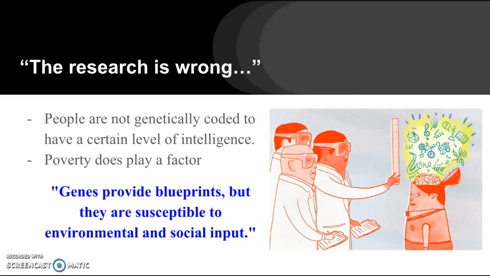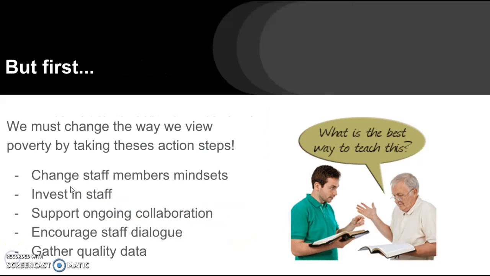Jensen describes this phenomenon very well. He says genes provide blueprints, but they are susceptible to environmental and social input. If we accept this idea, then it changes every preconceived notion about education. But first, we must change the way we view poverty by taking these action steps. According to Jensen, schools are moving away from IQ scores to fluid intelligence.